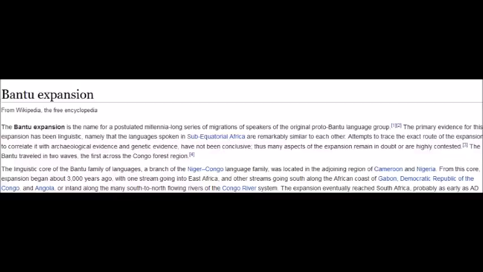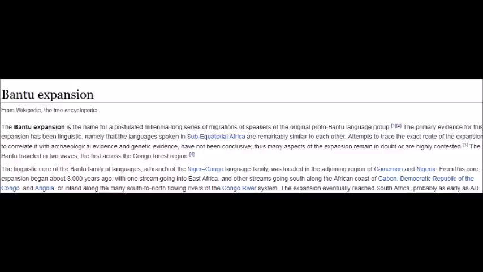Yeah, I bet. Thus, many aspects of the expansion remain in doubt or are highly contested. The Bantus traveled in two waves. The first across the Congo forest region. The linguistic core of the Bantu family of languages, a branch of the Niger-Congo language family, was located in the adjoining region of Cameroon and Nigeria. Those are two of the main hubs for the slave trade, if many of you don't know.